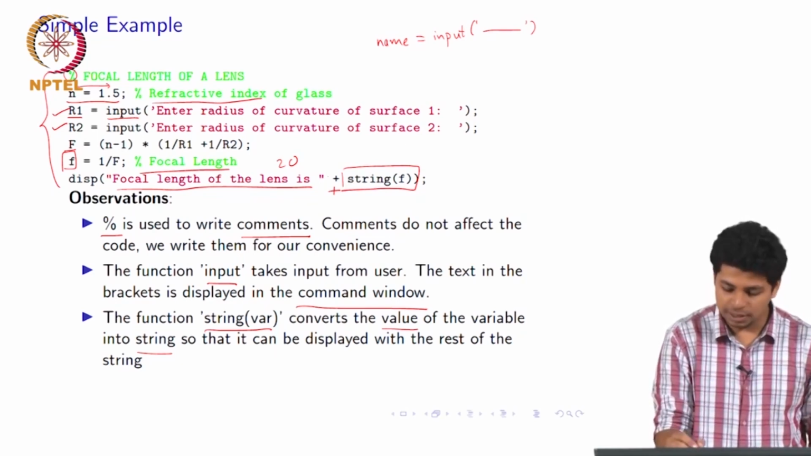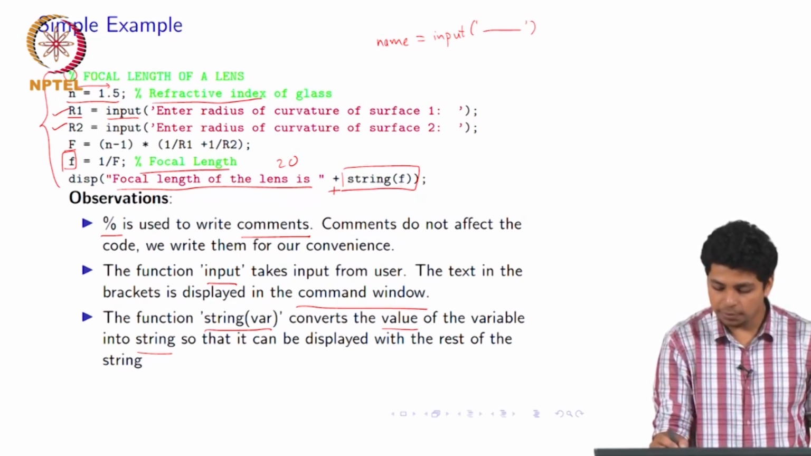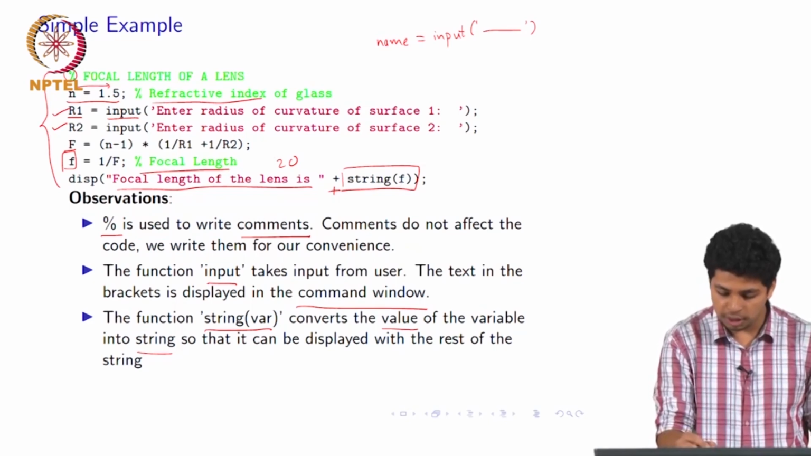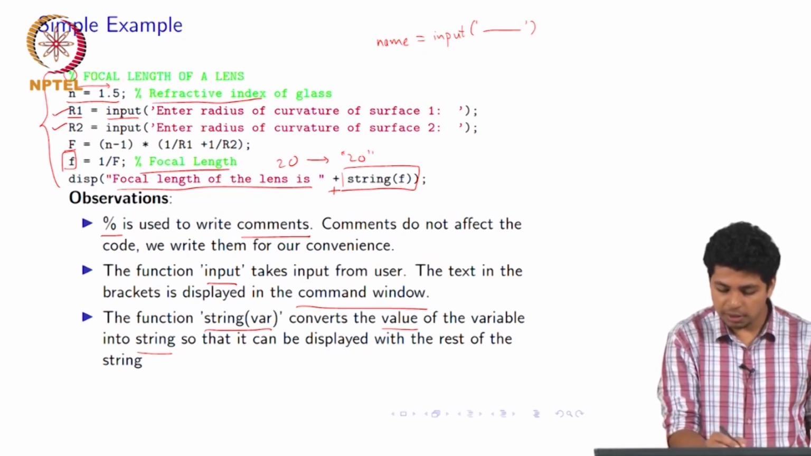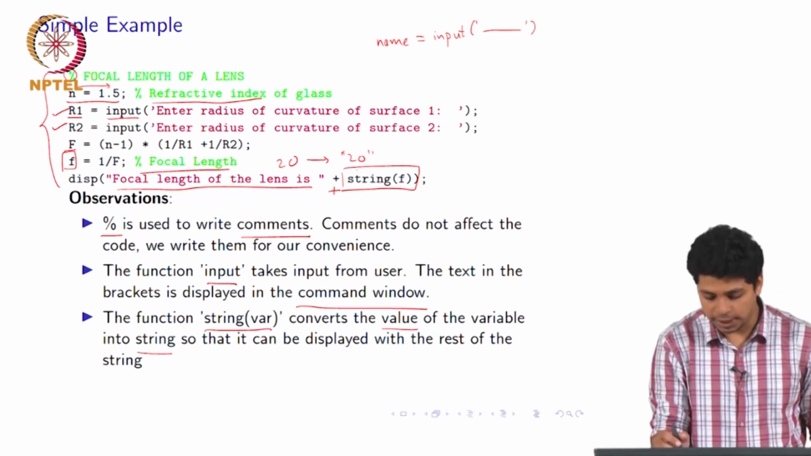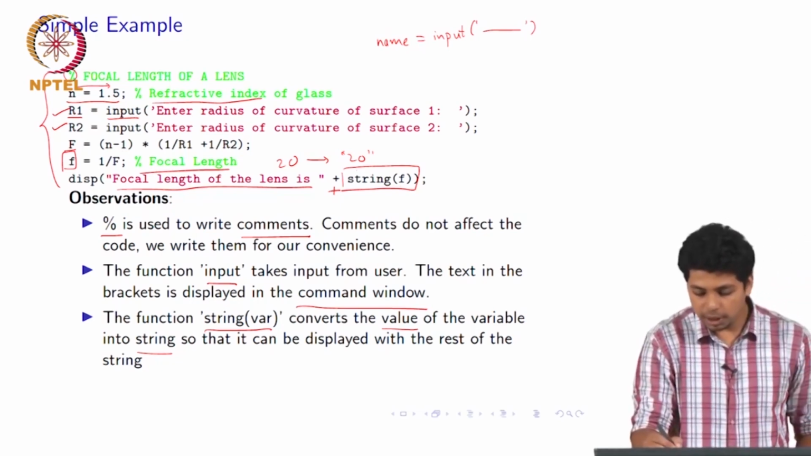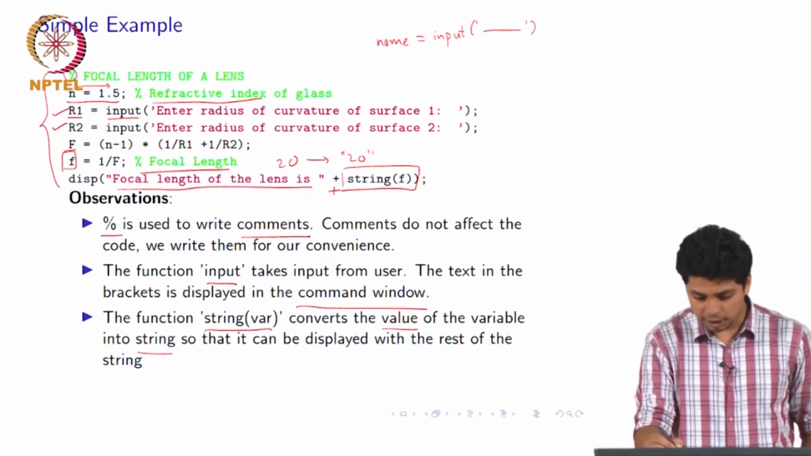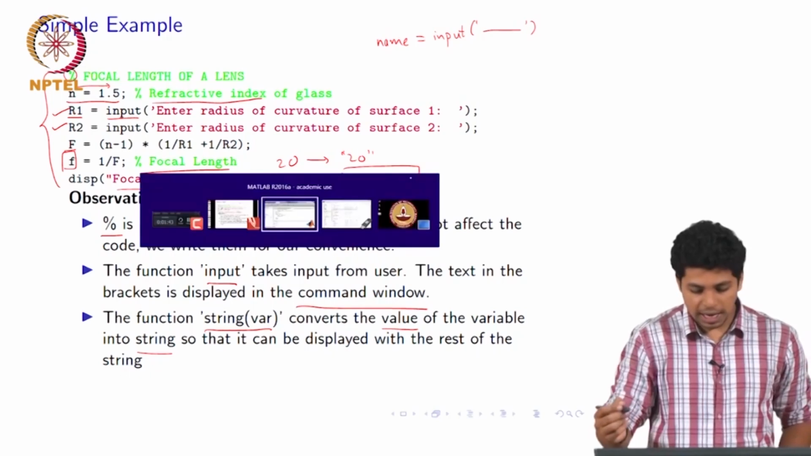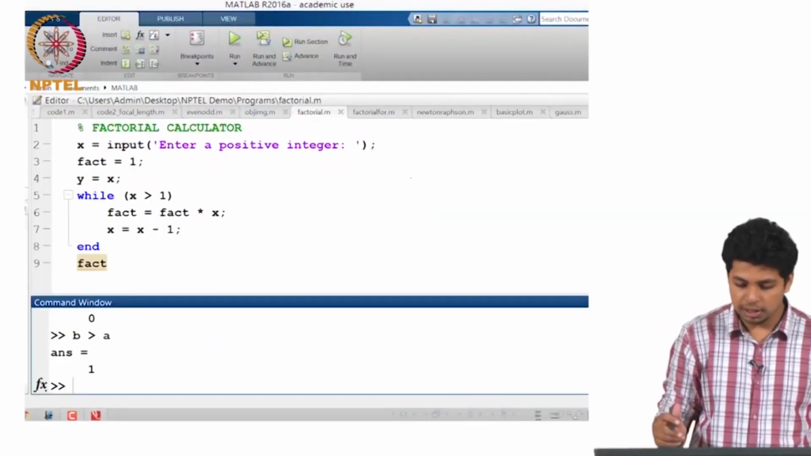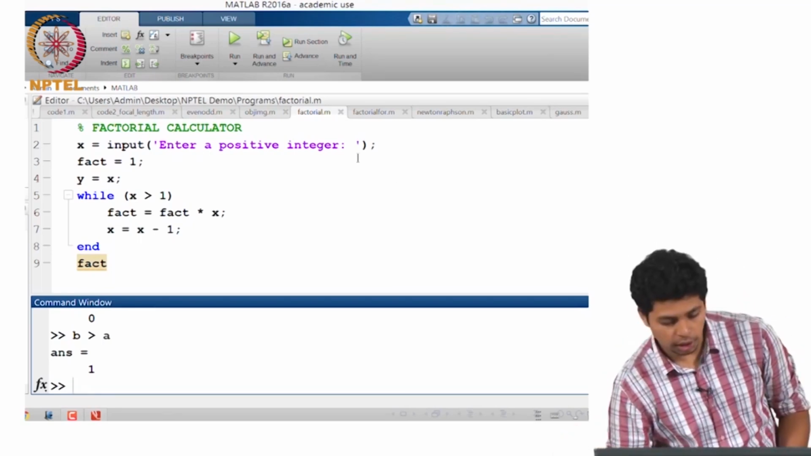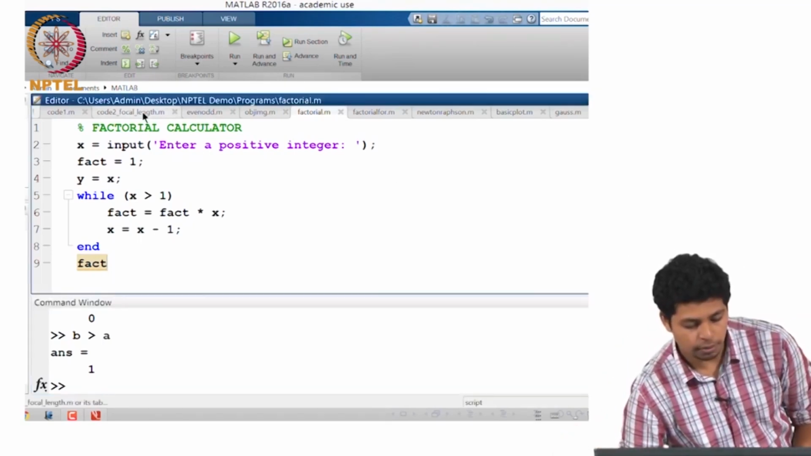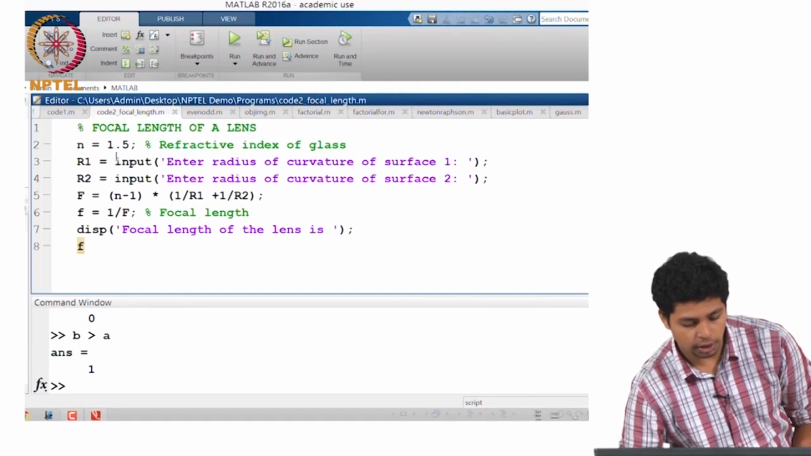Appending means just adding it to this one. So string f will just convert this 20 into 20. So this whole statement will be displayed like: focal length of the lens is 20. That's how it works. It will work in the latest version of Matlab and Octave, but since the version I have on this computer is older, the command of string will not work. So I've just entered the code here for your sake.